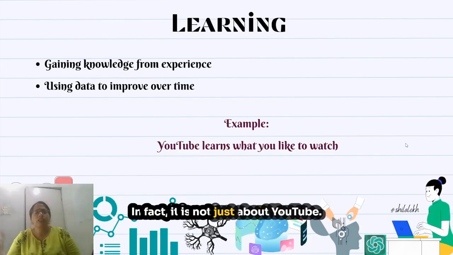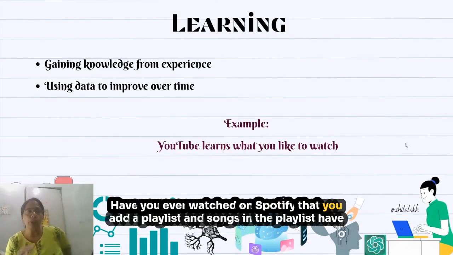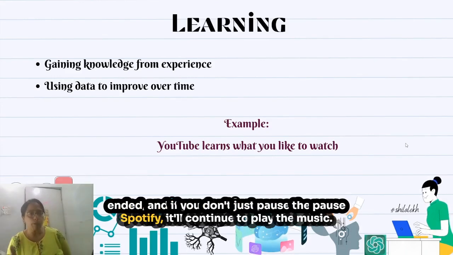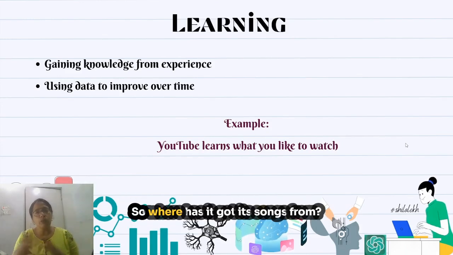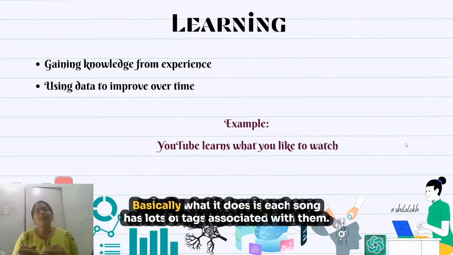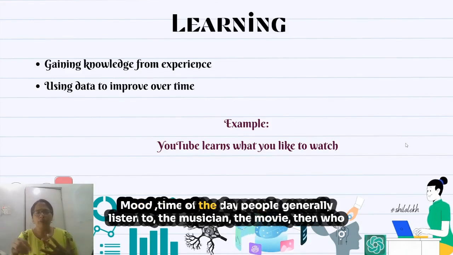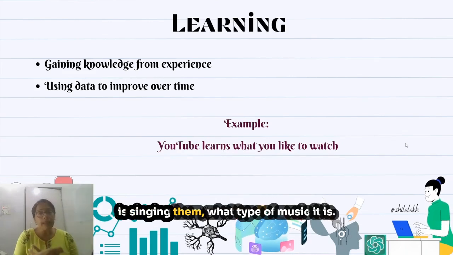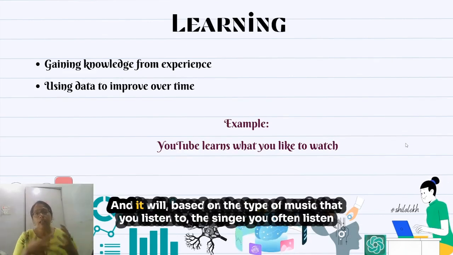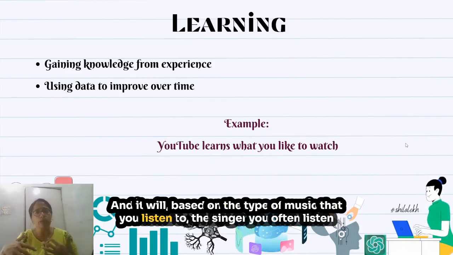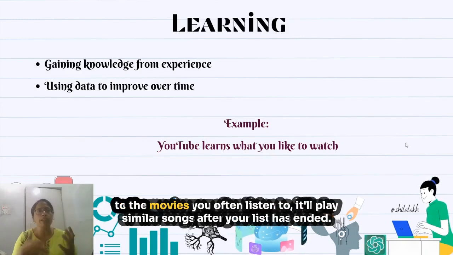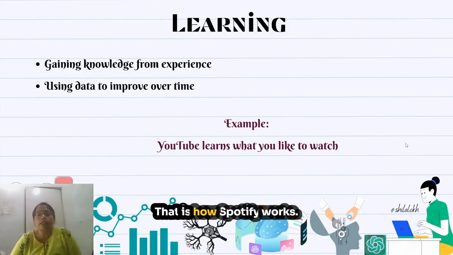In fact, it is not just about YouTube. Have you ever noticed on Spotify that you add a playlist and the songs in the playlist have ended, and if you don't pause Spotify, it will continue to play music? So where has it got its songs from? Basically, each song has lots of tags associated with it: mood, time of the day people generally listen to it, the musician, the movie, who is singing it, what type of music it is. Based on the type of music you listen to, the singer you often listen to, the movies you often listen to, it will play similar songs after your list has ended. That is how Spotify works.